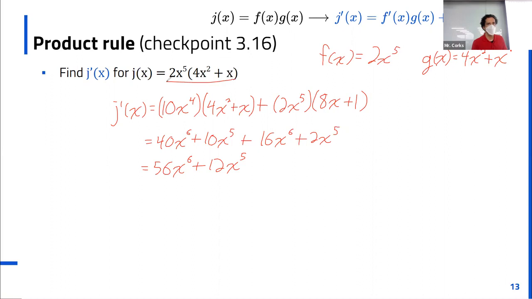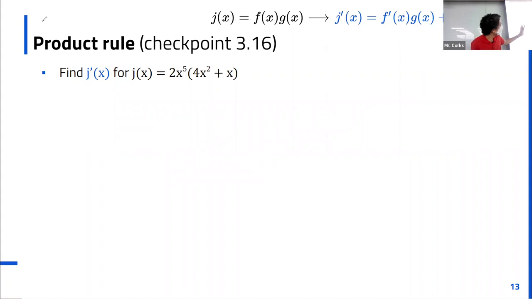Okay, if we were to just expand this directly and use our power rule on this, we would see that we get the exact same result here. So this one, product rule, not too bad, not too confusing.